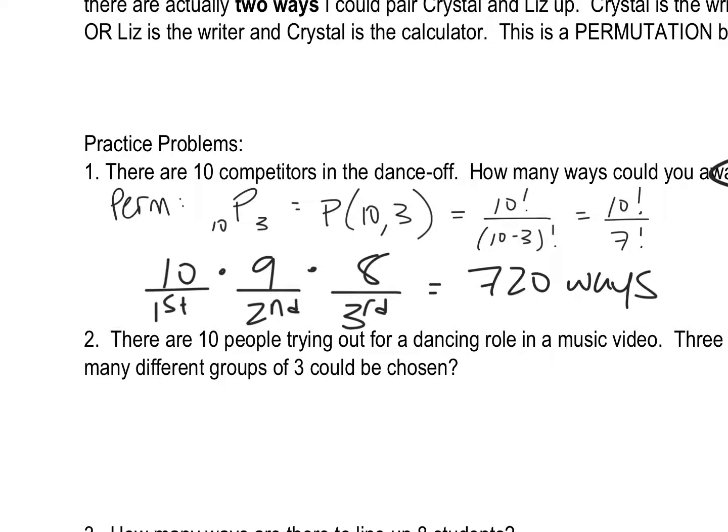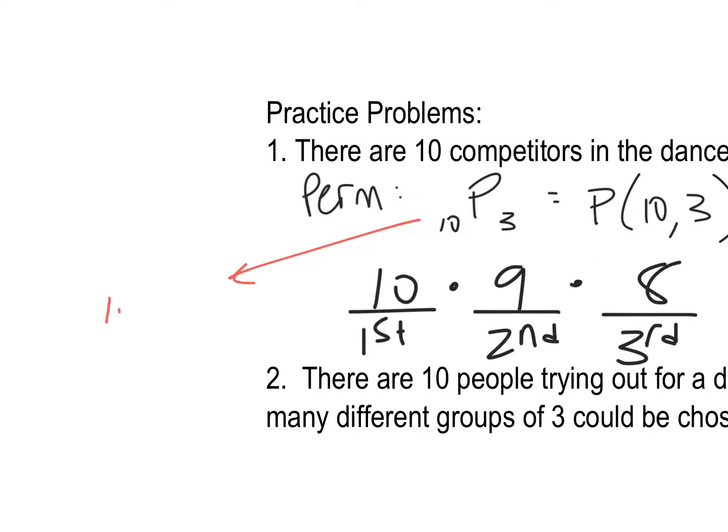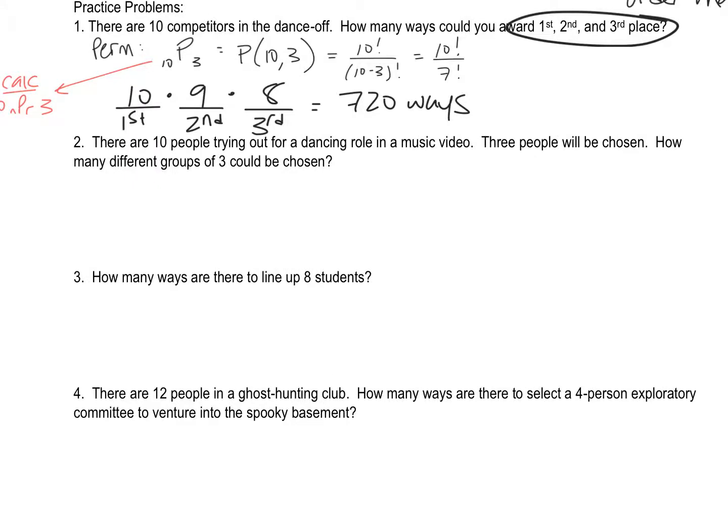I challenge you to try typing this in your calculator. You're going to have to hit 10, because that's the first number here, and then go to Math, over to Probability, nPr, and then 3. So in the calculator, what that's going to look like is 10 nPr 3. Find that math button and then arrow over to probability. You could also Google how do you do permutation or combination in the calculator. I'll go over it in class again tomorrow. But let's look at number 2.